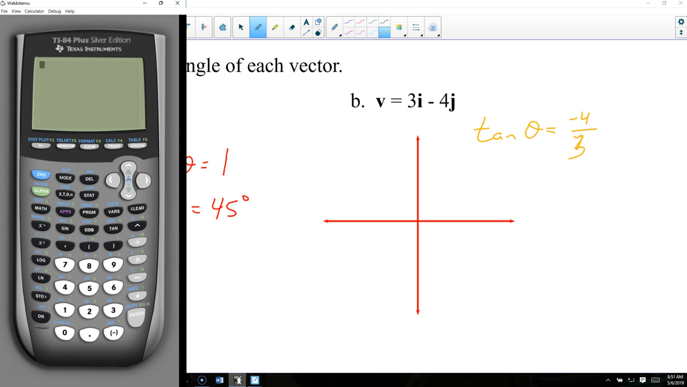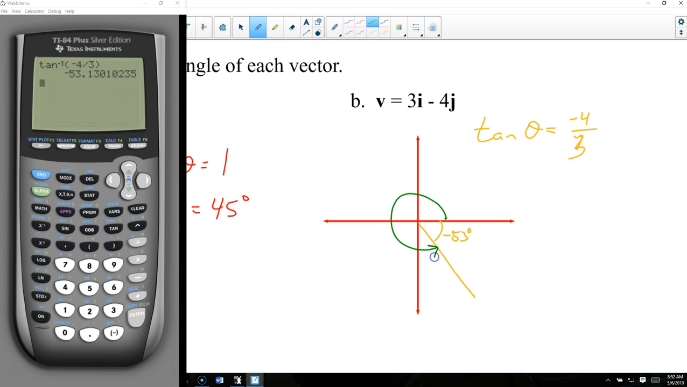So what we're going to do is the inverse tangent of negative 4 divided by 3. And that gives us negative 53.13 degrees. So remembering negative 53 degrees would look like this. But we always want an angle that comes from the counterclockwise region.